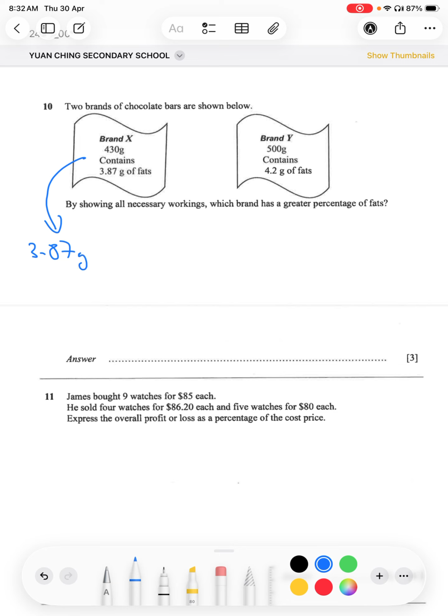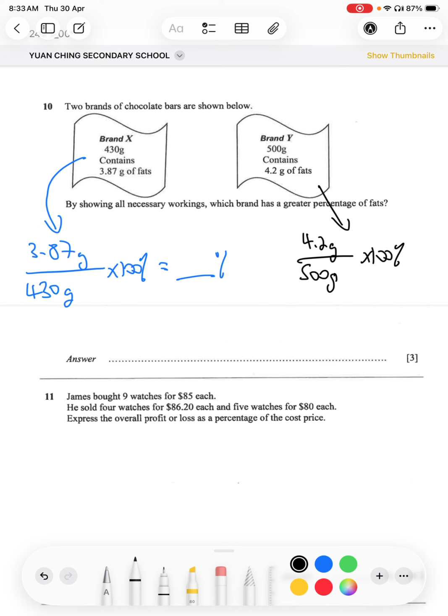3.87 gram over 430 gram times 100%. You get the percentage of fats here. This one, brand Y, 4.2 gram over 500 gram times 100%. Then from here you know how much percent is the fats. Then from here you should be able to tell which brand has a greater percentage of fats.